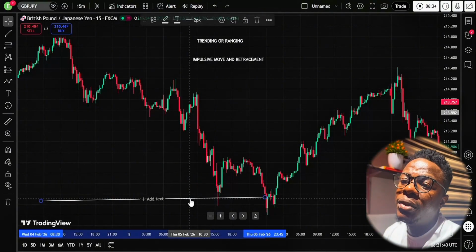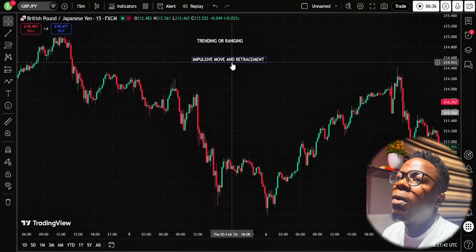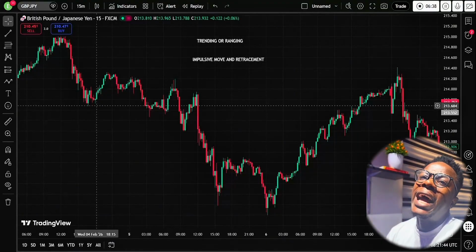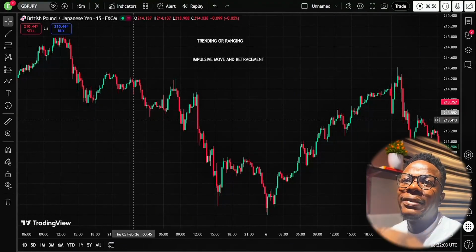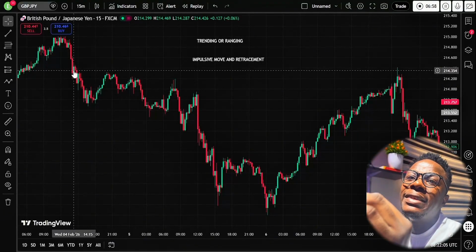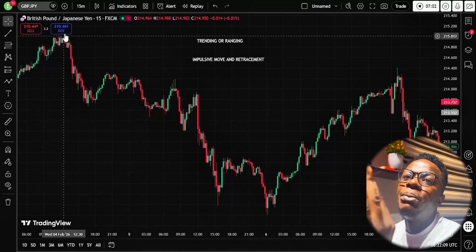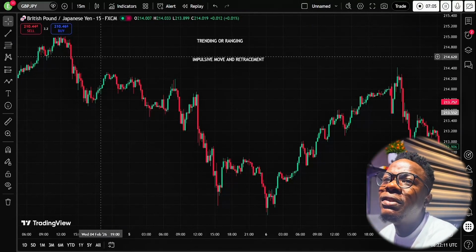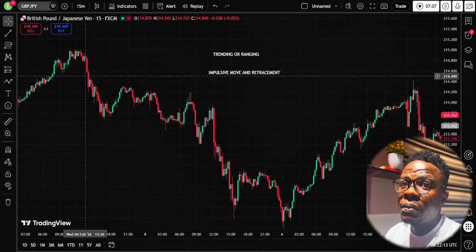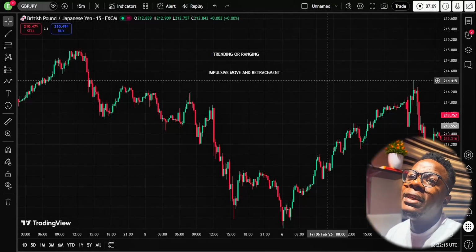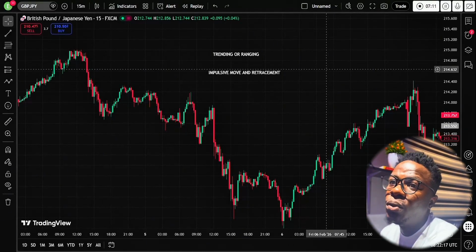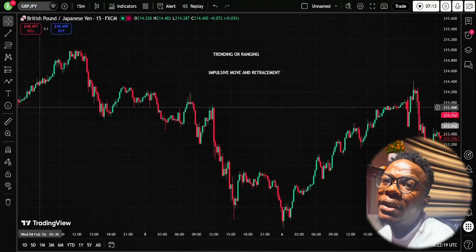So let me take you to the real-time chart. Now, looking at this market, we can see clearly that from this point, the market is trending downward. And why is it trending downward? Because it is making a series of lows. Now, when the market is trending downward, it makes lower lows and lower highs. I will explain that shortly.